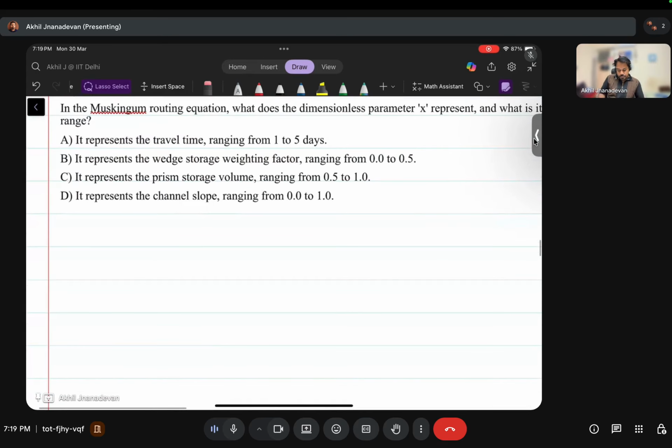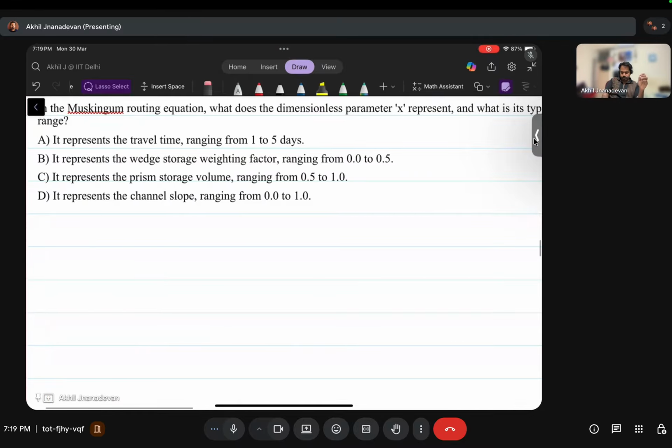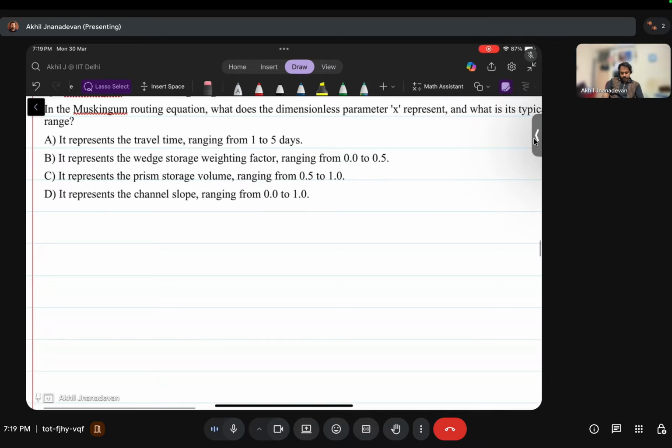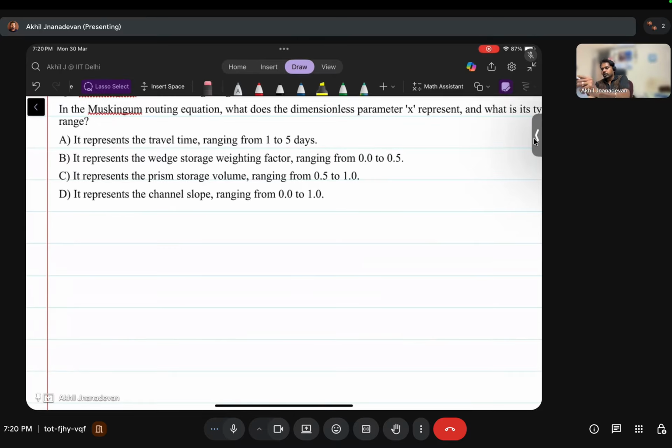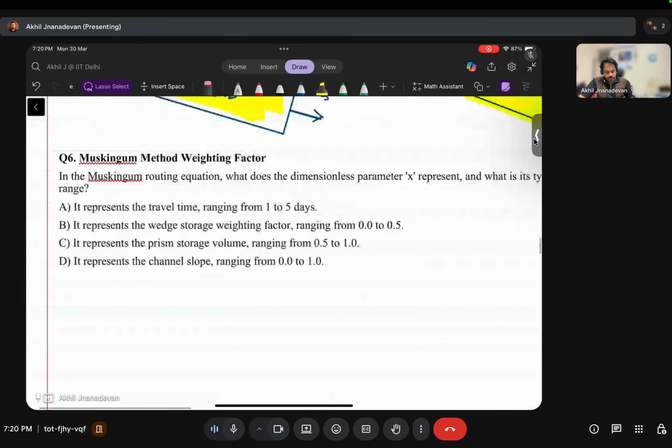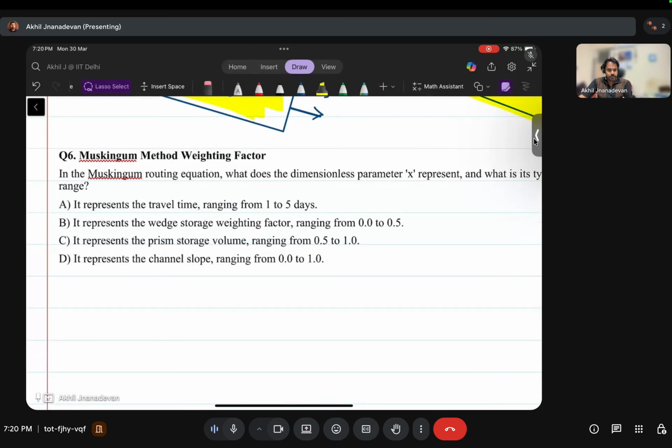So in the Muskingum routing equation. We saw level pool routing, and we are coming back to the Muskingum routing equation. That is a type of river flow routing that we just saw. We are considering two storages, wedge storage and the prism storage. What does the dimensionless parameter x represent, and what is typically its range? So we have to come up with the Muskingum equation for this. We already saw there are two types of storage from the previous question. That is, one is a wedge storage and the other is a prism storage.